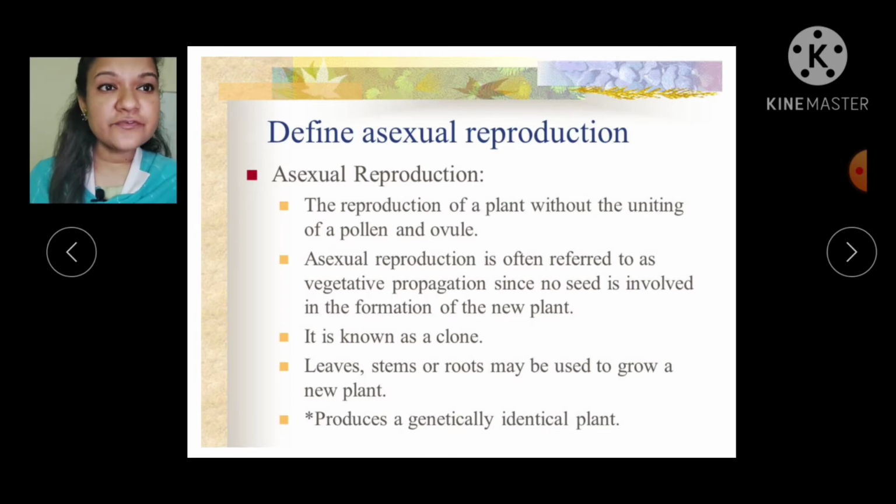The reproduction of a plant without the uniting of a pollen and ovule is called asexual reproduction. Asexual reproduction is often referred to as vegetative propagation since no seed is involved in the formation of the new plant. It is known as a clone. Leaves, stem or roots may be used to grow a new plant.